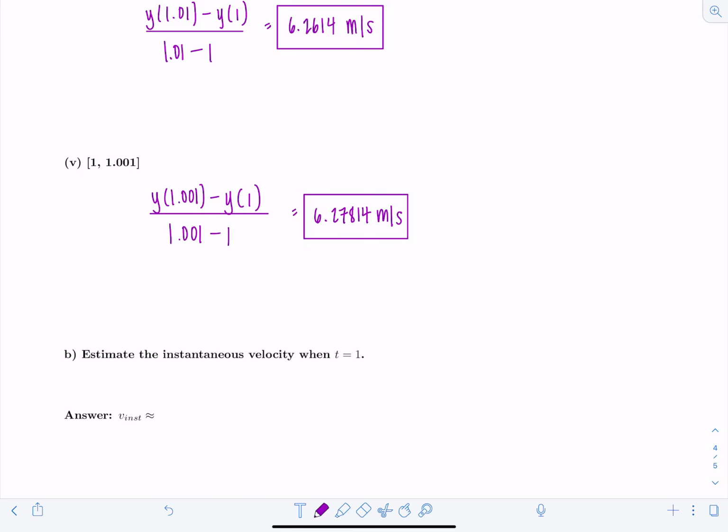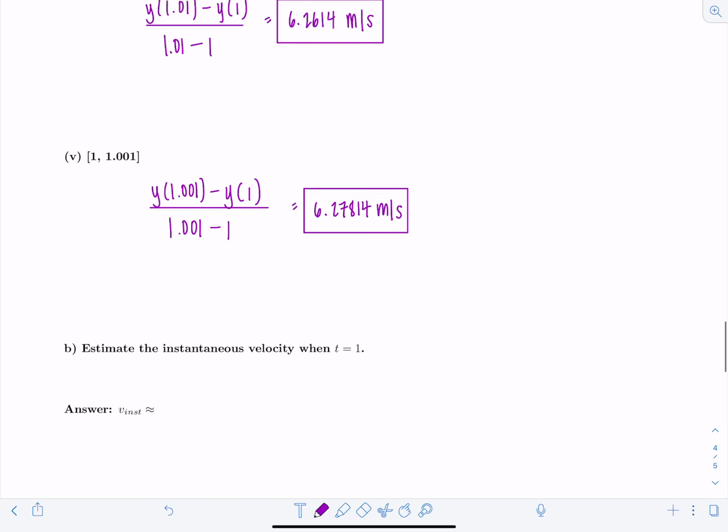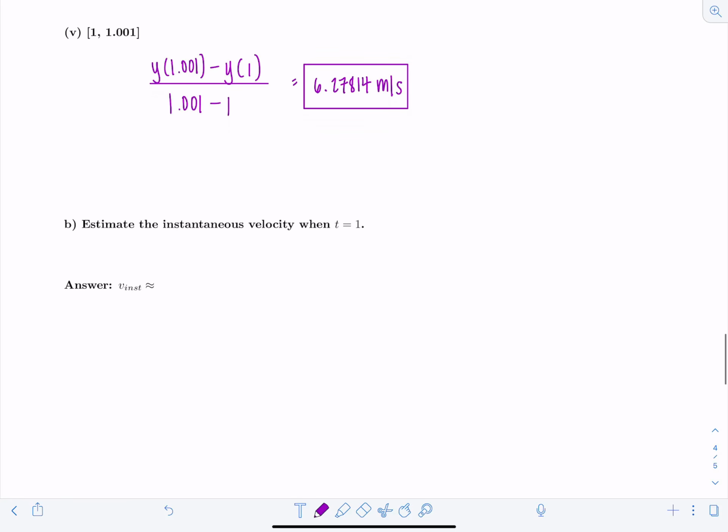So notice the values, as we were making the intervals smaller and smaller, right? Then the average velocity was approaching the value of the instantaneous velocity at t equals 1. And if you were to have to make an educated guess or estimate, it looks like that instantaneous velocity is about 6.28 meters per second. They weren't specific in the directions how much we needed to round to for this problem, so you can just do whatever you like, but make sure you follow the directions that your instructor gives you regarding rounding.